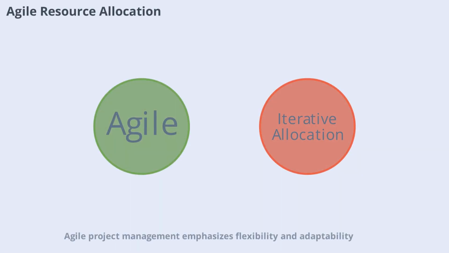Agile project management emphasizes flexibility and adaptability. In an agile environment, resource allocation is often iterative, with resources reassigned as priorities shift. This approach allows teams to respond quickly to changes and deliver value continuously. Agile resource allocation requires strong communication and regular check-ins to ensure everyone is aligned.